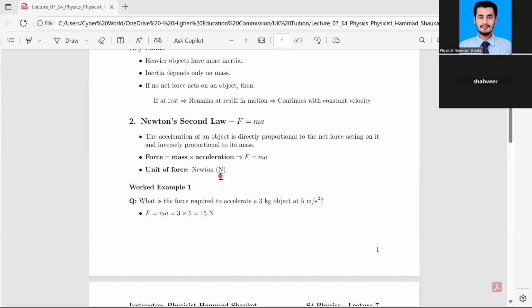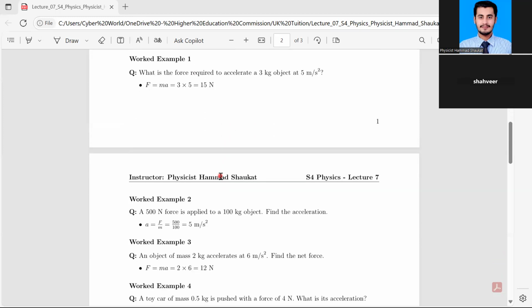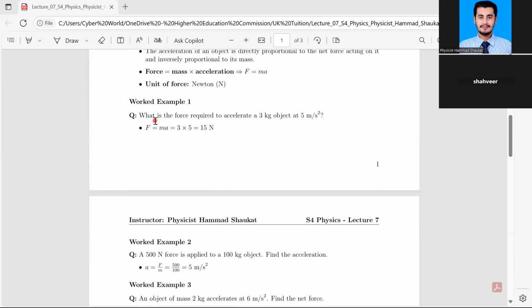All right, then we have some worked examples. The first one is: what is the force required to accelerate a 3 kg object at 5 meters per second squared? So first of all, can you tell me what it's asking to find? The force. Yes, what is the force? Means you have to find the force. And what things are given?